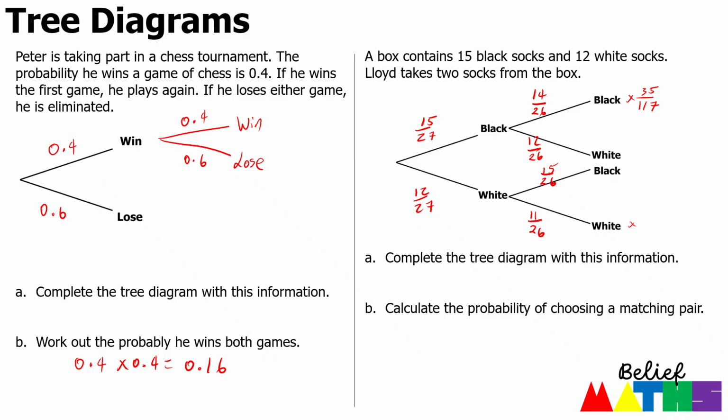Or you can pick 2 white, which is 12 over 27 times 11 over 26. And that gives us 22 over 117. So therefore the probability of picking a matching pair is you add the two of those together, which is 57 over 117. And that's our final answer.